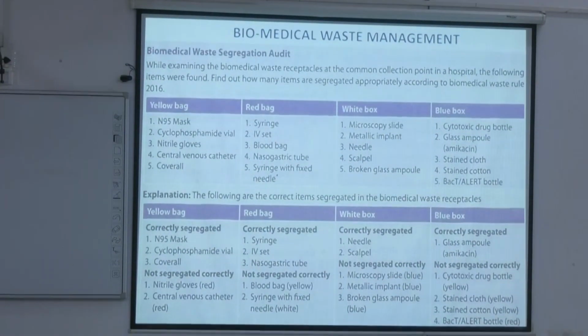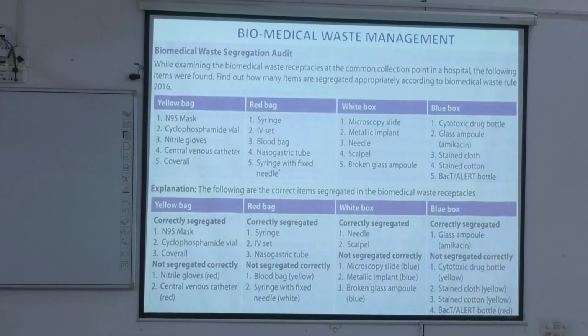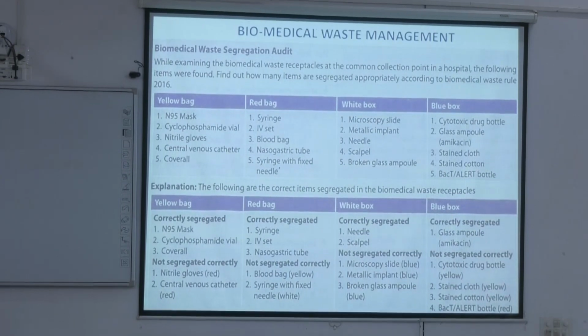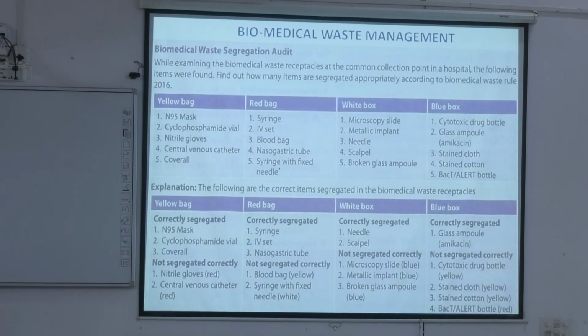Mainly that we miss, means when you are discarding all these things, you are putting yellow to red, red to yellow, or like that. That's why I collected some material. Here you can find that nitrile gloves will come to the red, but we will throw them in the yellow bin. It should not be thrown in the yellow bin, we have to throw it in the red. Central venous catheter also will go to the red.